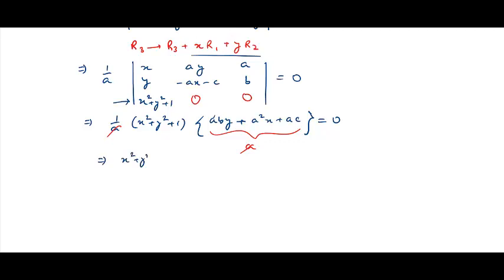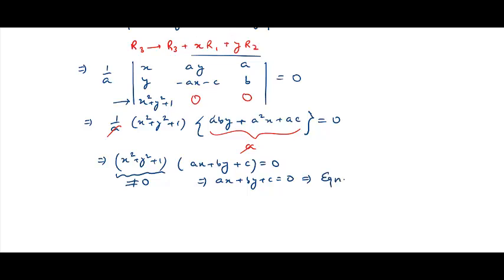x square plus y square plus 1 times ax plus by plus c equal to 0. And obviously this value cannot be 0, so this implies ax plus by plus c equals 0, and this is indeed the equation of a straight line. This is indeed the equation of a straight line.